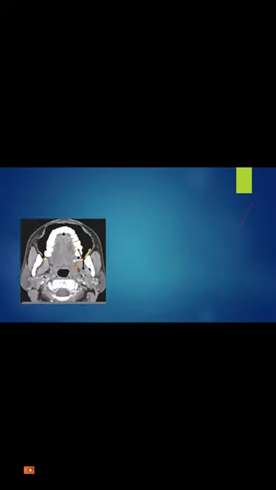Okay, so this is a diagram of the site of the retromolar trigone and the spread of tumors in there.